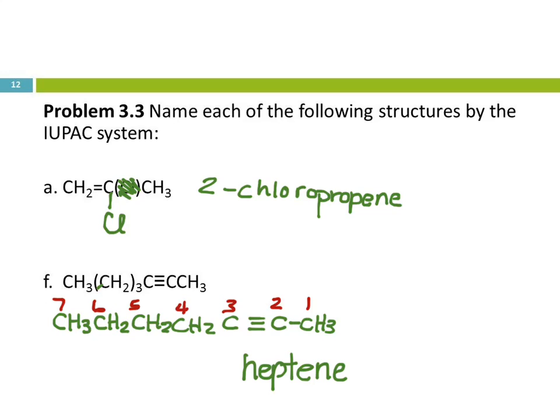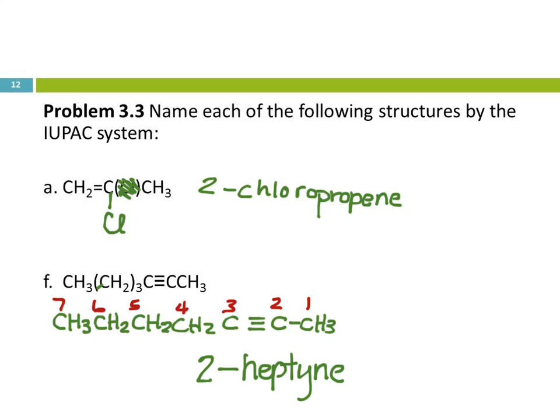And no, not. The triple bond? Yeah. Why wouldn't it be yne? It would be yne. I did it wrong. And I'd like to say I did that to trick you, but I just had a brain fart. And then the triple bond starts on carbon 2. So this is 2-heptyne.